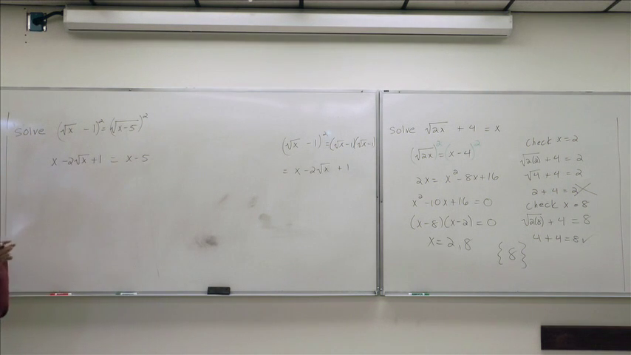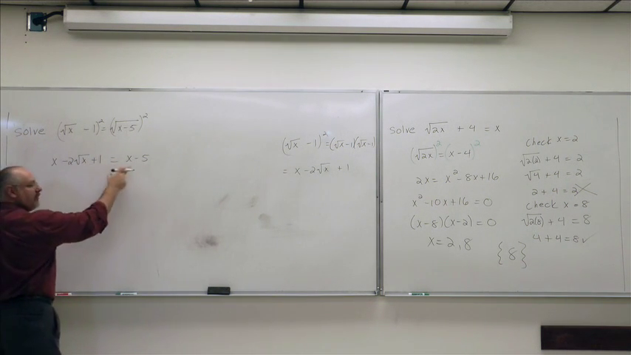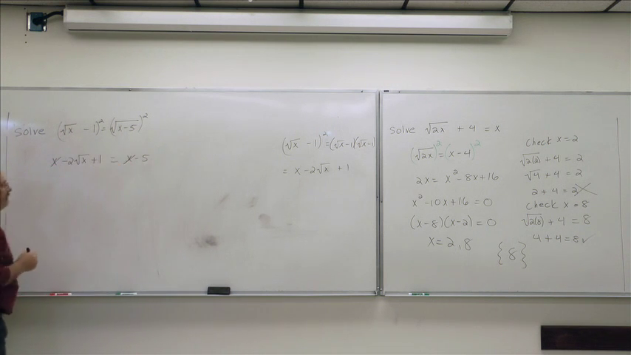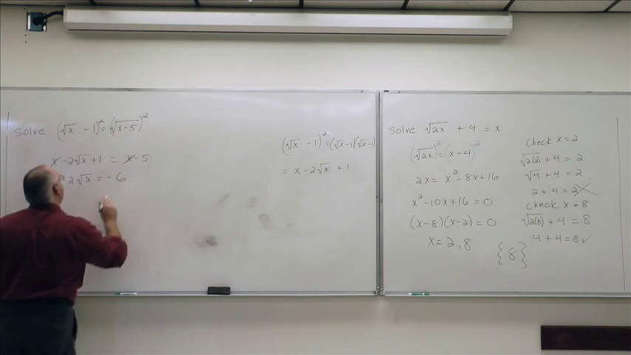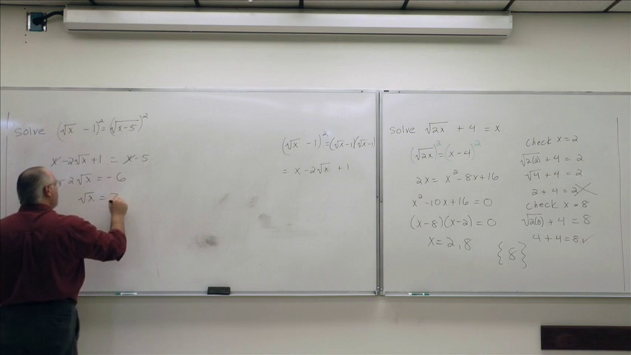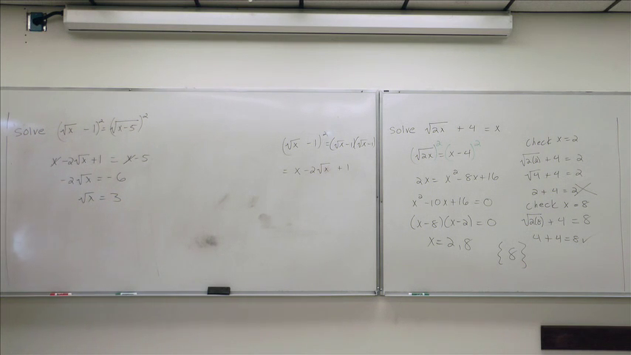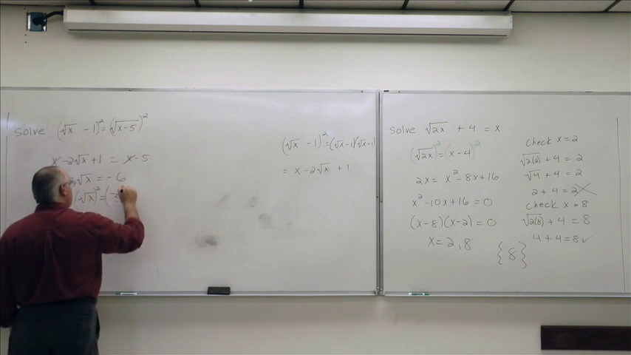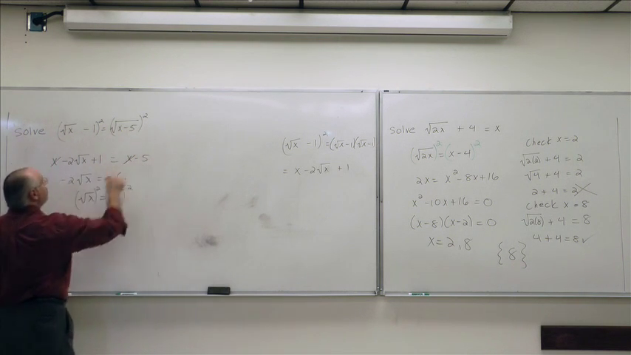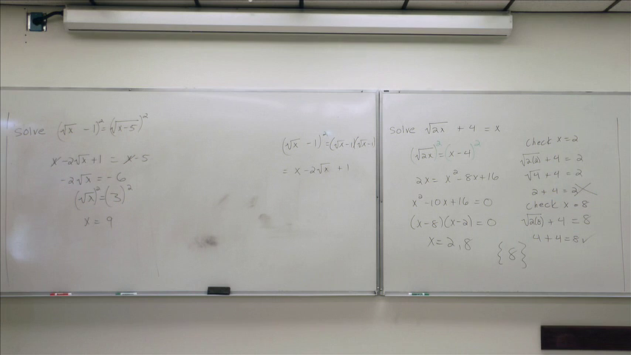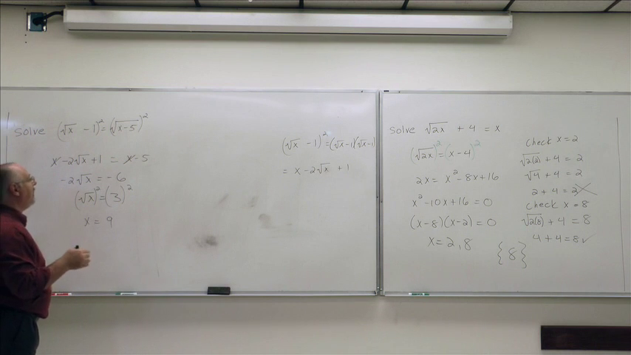But this one's not so bad, because notice if we subtract x from both sides, those are going to cancel. So you end up with negative 2 square root of x equals negative 6, or the square root of x equals 3. Then when you square both sides, you get x is 9. Where did I lose you? Isn't there a plus 1 there? I subtracted the 1 over. Oh, okay. All right, you got it? You guys good? So now we have to check our answer.